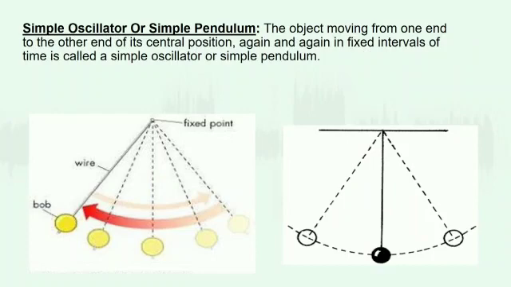Now let's know about simple oscillator or simple pendulum. The object moving from one end to the other end of its central position again and again in fixed intervals of time is called a simple oscillator or simple pendulum. A simple pendulum consists of a mass hanging from a string of length L and fixed at a point. When displaced to an initial angle and released, the pendulum will swing back and forth with periodic motion.